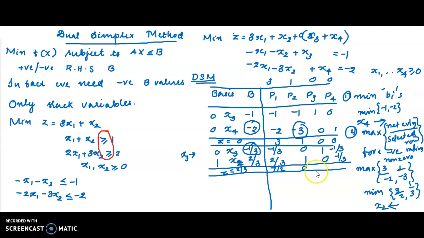x2 in the basis, this is 0. x3 in the basis, this is 0. For x4, 0 minus 0 minus minus plus, that will be 1 by 3. Now we have to find maximum of net evaluation divided by negative row entry. Selected row is the first row. 7 by 3. The value is 7 by 3. 7 by 3 divided by minus 1 by 3.